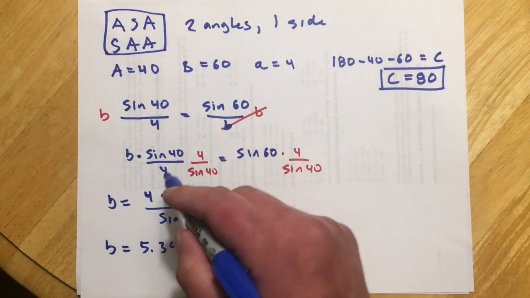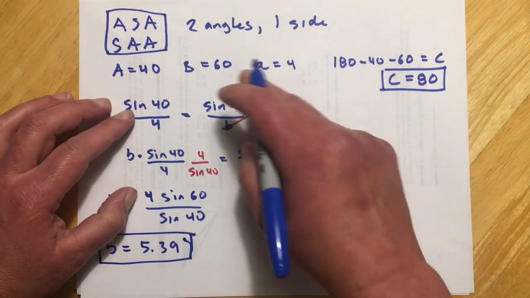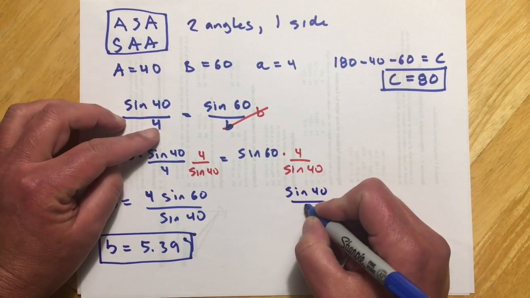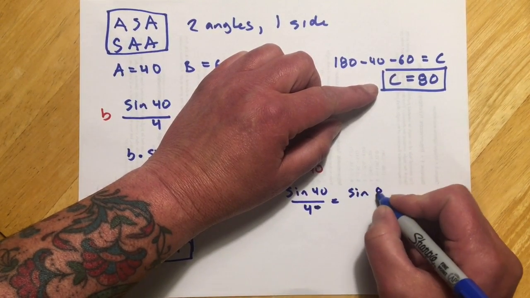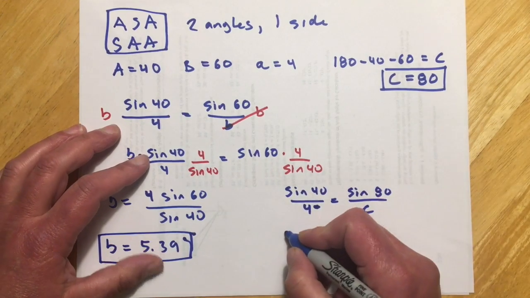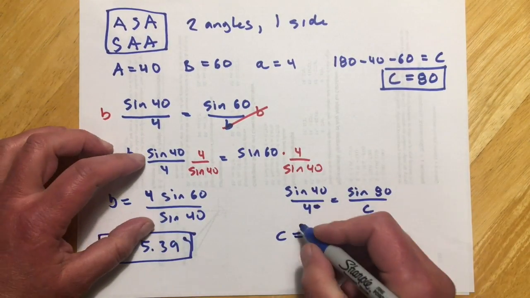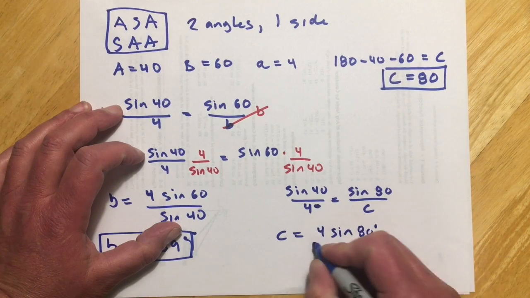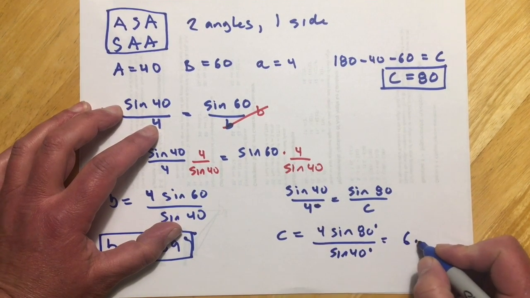Now we know B, and to get the third side I do the same thing, but with c. Sine of 40 over 4 equals sine of 80 over c. Then I multiply up the c and take the reciprocal of this. It's the same exact math, really repetitive, and it's what I'm pretty much doing every time. So c equals 4 times sine 80 over sine 40. Toss that in the calculator, and c equals 6.13.